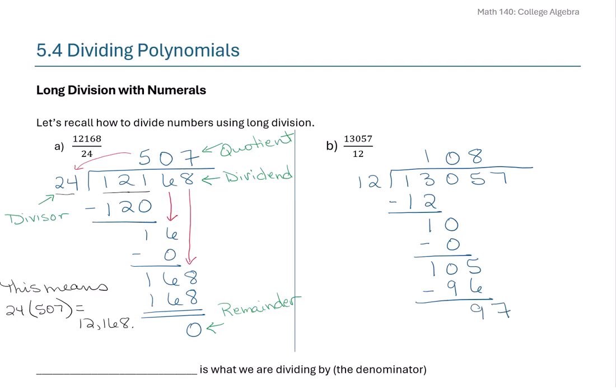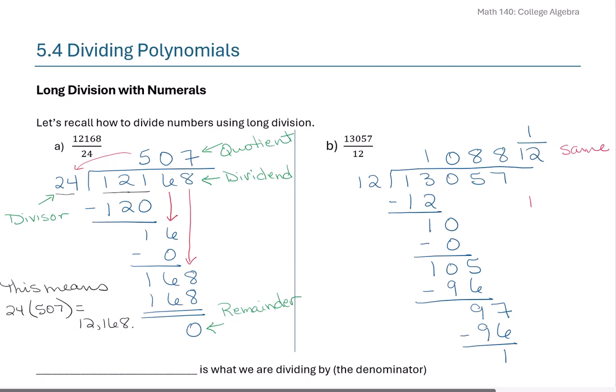Then we get 97, so close. 12 goes into 97 another 8 times to give us a 96. But notice we have a remainder of 1. Oftentimes when we have a remainder of 1, if you remember back to when you first learned long division, we would write that 1 as a fraction. We have 1 out of those 12 remaining. Just so you know, that is the same thing as saying 1,088 plus another 1/12.